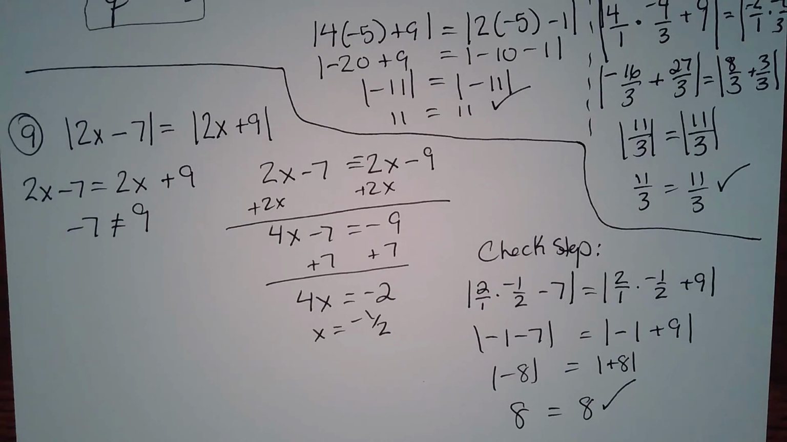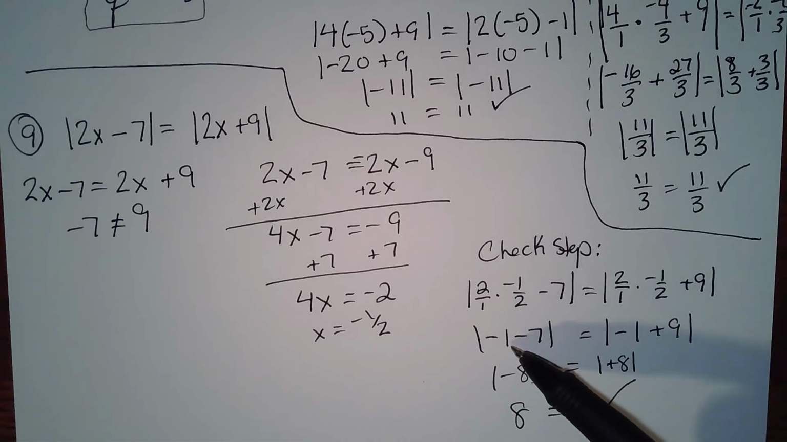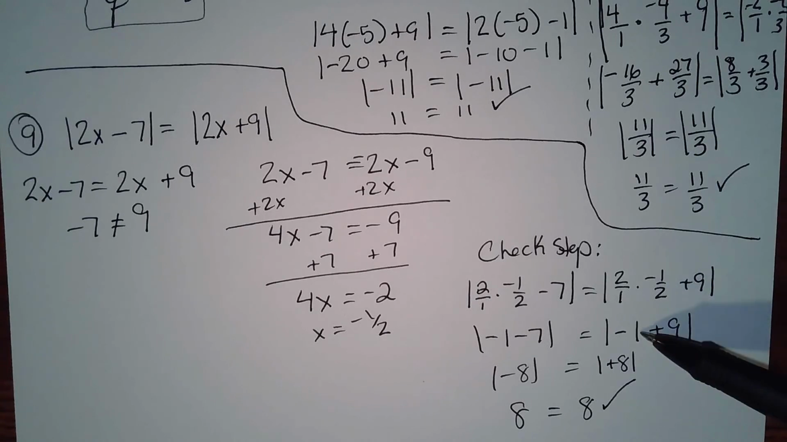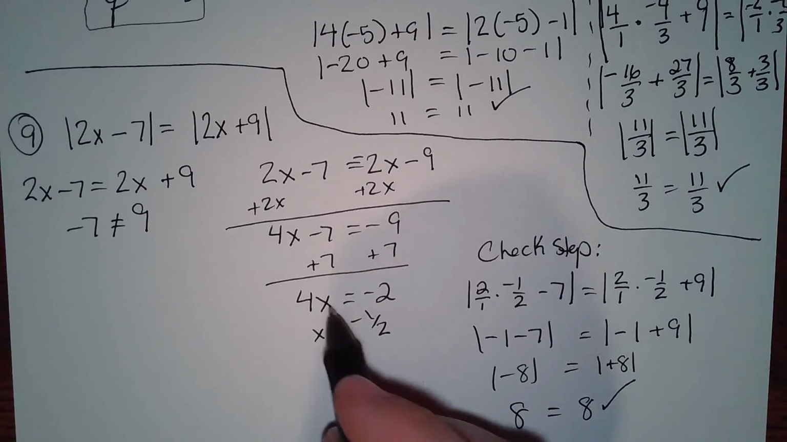Now, the check step's pretty straightforward. I took 2 and put it over 1 times the -1/2, giving me -1. Drop down the -7, giving me -8. On this side, same thing. 2/1 times -1/2 gives me -1, plus the 9 gives me +8. When you drop them out of the absolutes, it's 8 equals 8. Everybody wins. The -1/2 then is the correct answer.